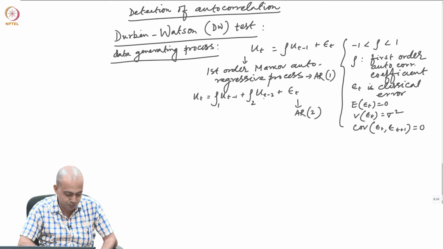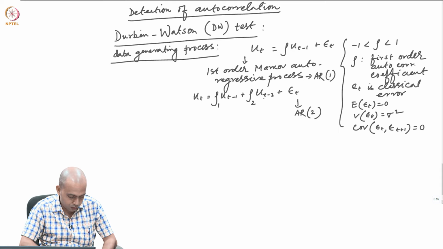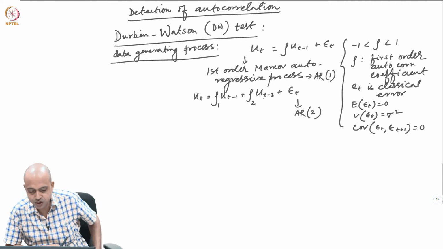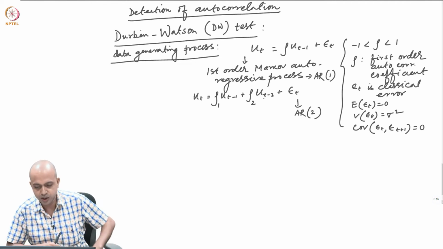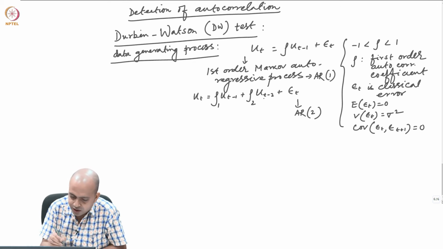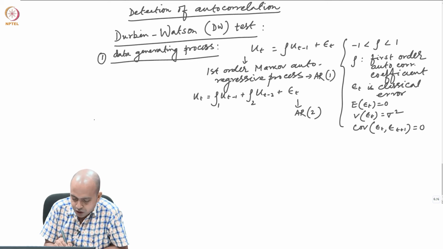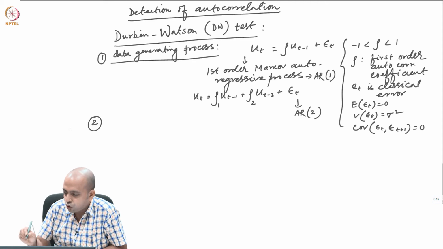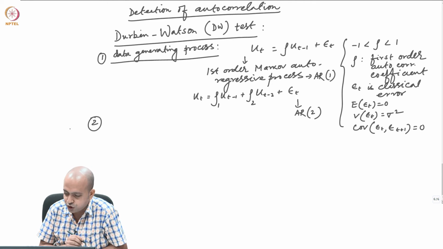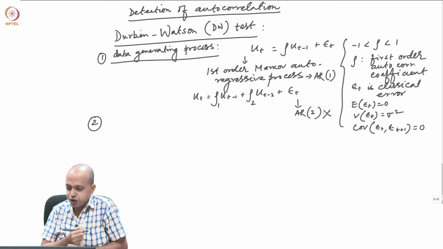So, that we must remember before we proceed about the autoregressive process. Okay. So, this is the assumption that Durbin and Watson make. So, the data generating process, this is one assumption. That means the Durbin-Watson process can detect only the presence of first order autocorrelation. They cannot detect the presence of second and higher order autocorrelation.